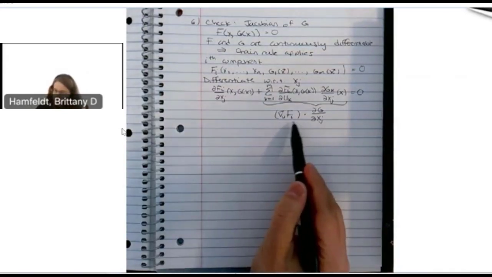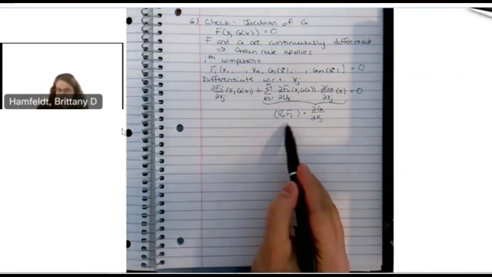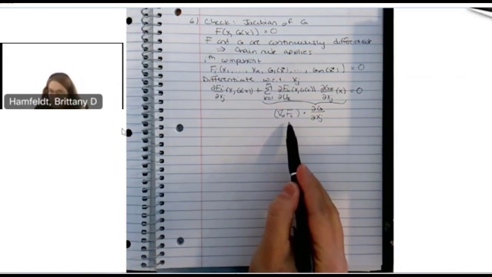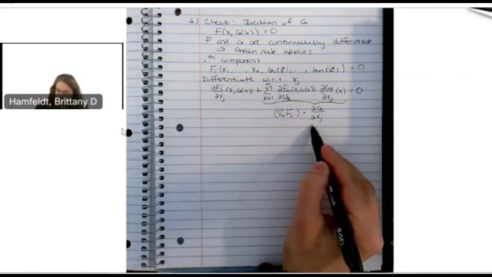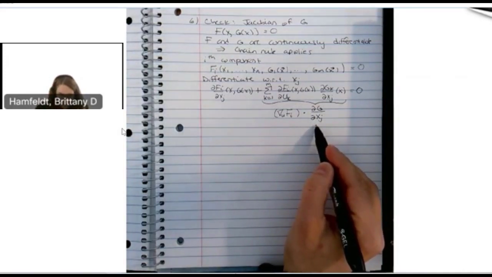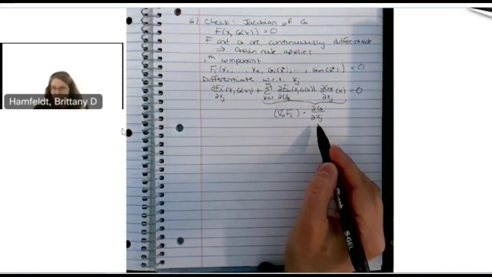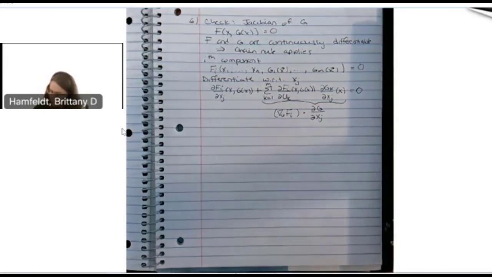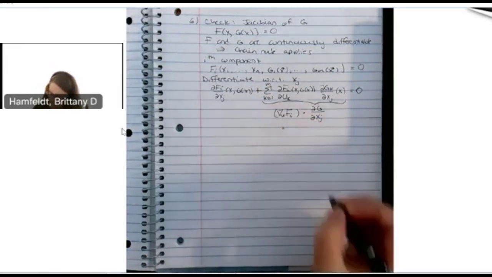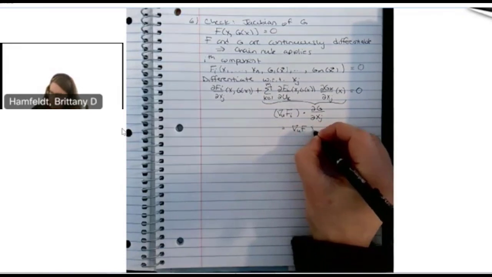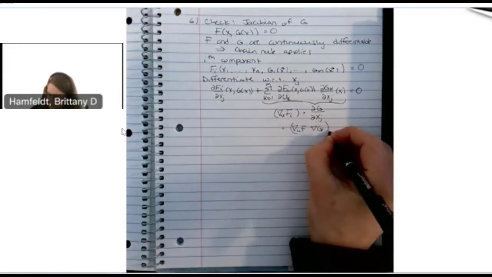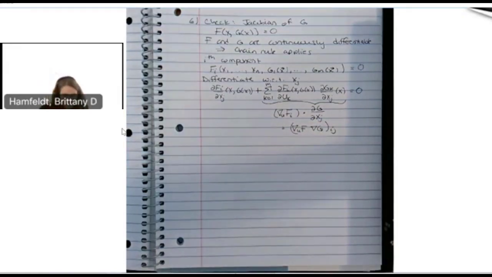So what is this really? This is the ith component of the gradient of f, dotted with the jth row of the Jacobian of g. Okay, that is a matrix multiplication. So this is going to be nothing but the Jacobian of f times the Jacobian of g in the ijth component.